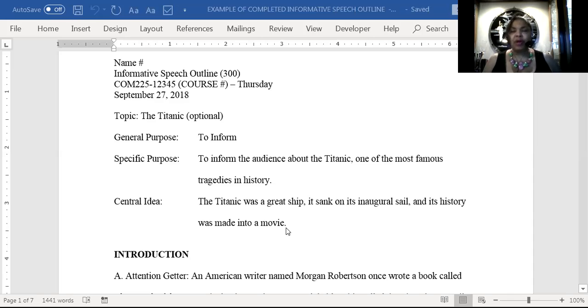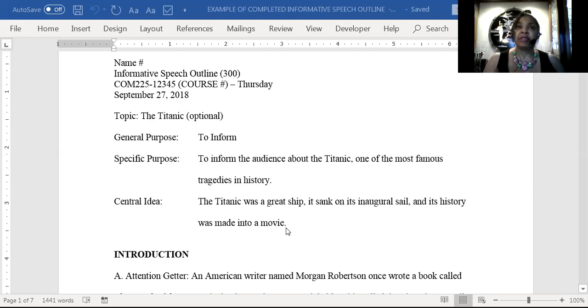Specific purpose is the goal of your speech. What do you want to leave people with? And when you're done, it has to begin with to inform the audience. If it was persuasion, to persuade the audience, okay? But since we're talking about informative speaking, it is to inform the audience about the Titanic. And then she adds one of the most famous tragedies in history. She could have said to inform the audience about the tragic history of the Titanic. A little shorter, a little more concise, but this certainly works.